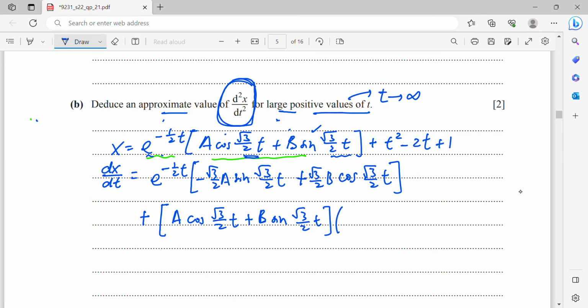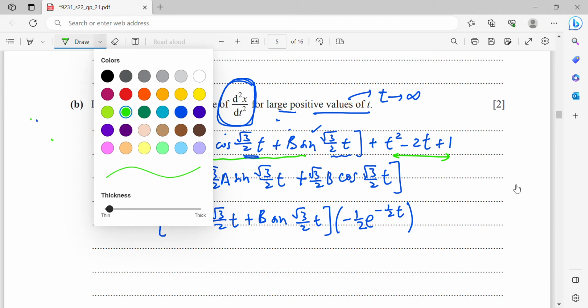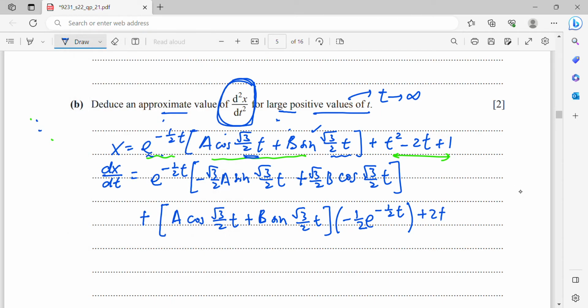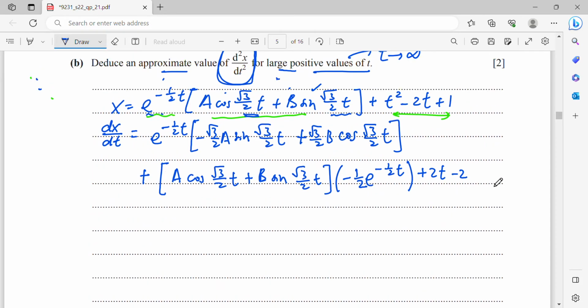When I differentiate the exponential, I rewrite the exponential function and differentiate the power of e. Differentiating negative half t gives negative half. Now, don't forget, you still have the quadratic at the back. When you differentiate the quadratic, it will be plus 2t minus 2. Okay, so this will be the dx over dt. I'm not going to simplify it. I will directly find d squared x over dt squared, because our main concern is d squared x over dt squared.